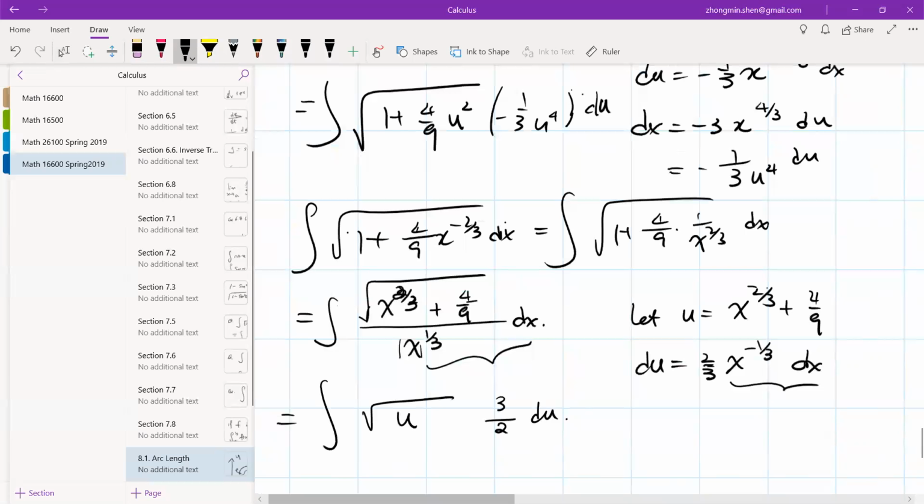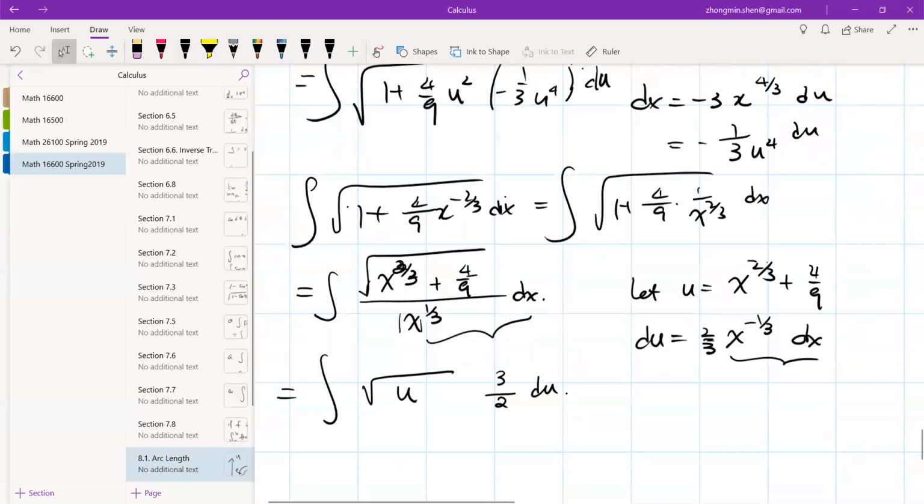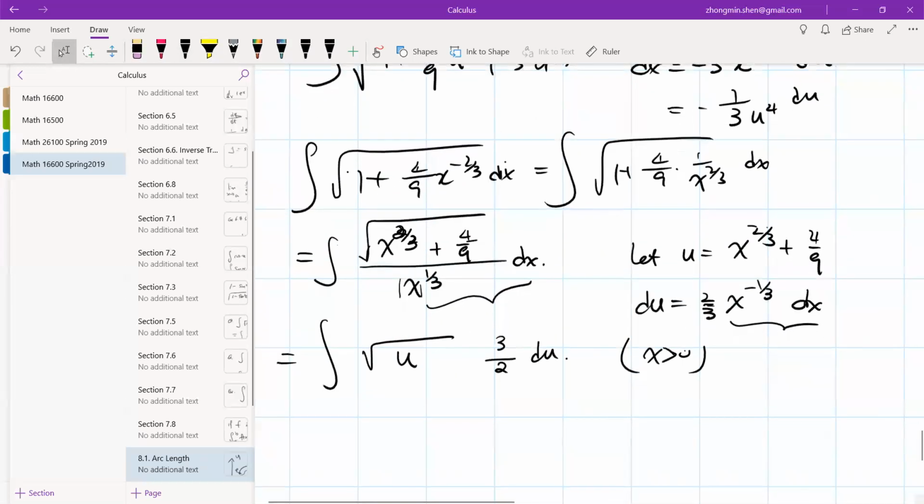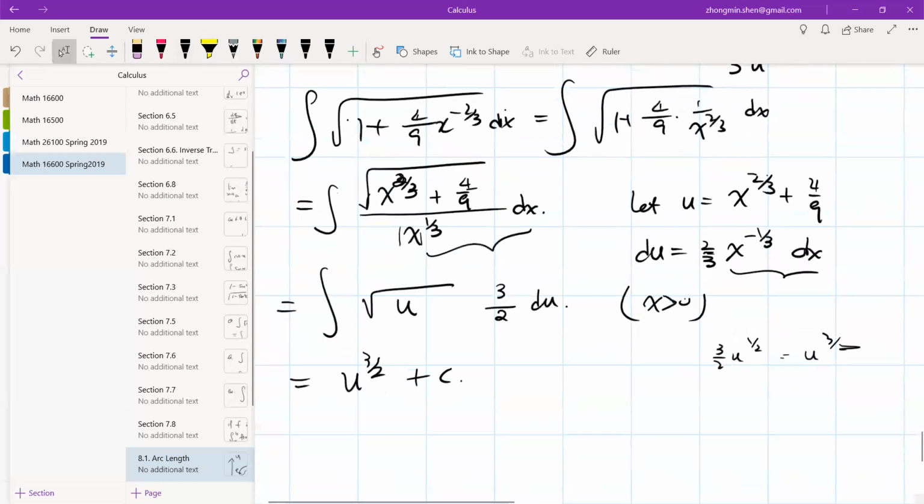Yeah, it depends on the sign, so we assume that x is positive. So you get this integral. It's very simple now, okay? So you will see that the antiderivative is going to be 2/3 u to the 1/2. The antiderivative of u to the 1/2, so you have a 2/3, and plus constant, okay?